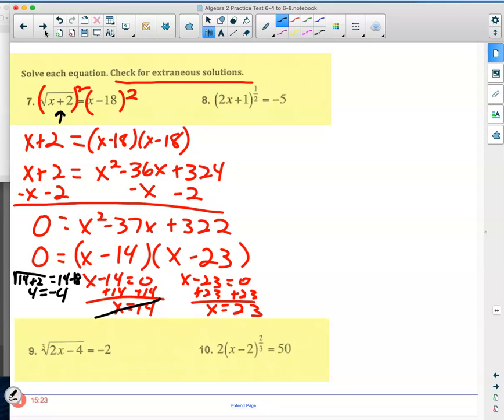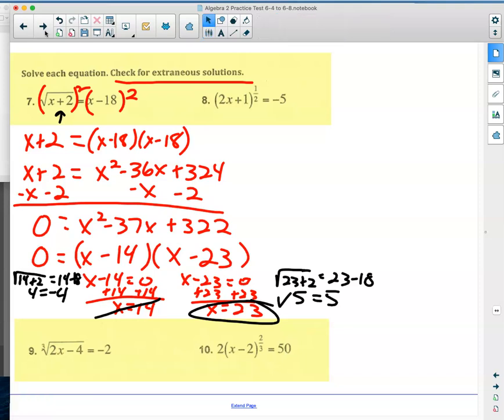And then we'll check 23. So let's see what we get for 23. The square root of 23 plus 2, does that equal 23 minus 18? Well, 23 plus 2 is 25. The square root of 25 is 5. And 23 minus 18 is 5. Hey, that one checks. So let me circle that one. That one definitely works. So again, we have to check for extraneous solutions.